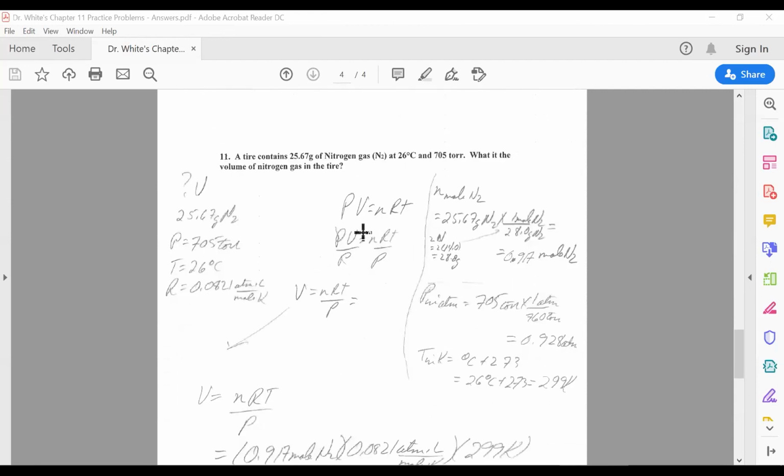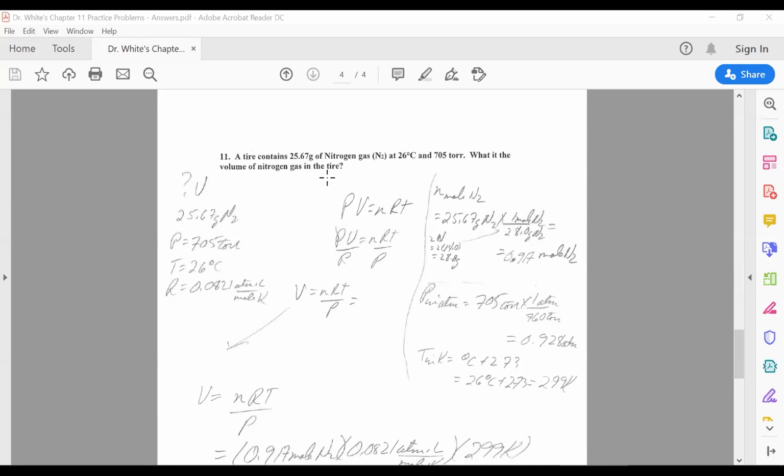Let's do number 11. If this were on a test, it would be 15 points. All right, a tire contains 25.6 grams nitrogen gas, N2, at 26 degrees C, 705 torr. What is the volume of the nitrogen gas in the tire? All right, remember, 15 points.